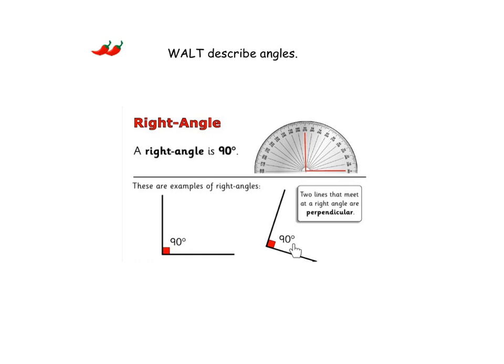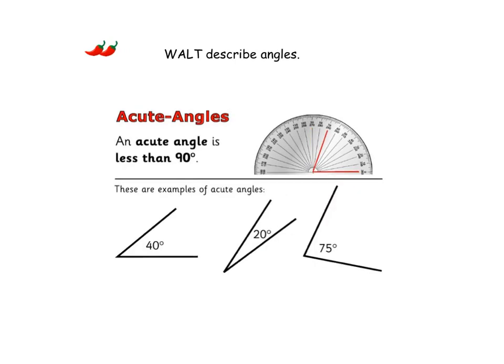You will have seen angles before that are quite small, so smaller than a right angle, so less than 90 degrees. So maybe something like 20 degrees, 40 degrees, 75 degrees. They're all less than 90 degrees, and they are called acute angles. And you might want to remind yourself of their name by thinking of a small acute angle, acute angle.